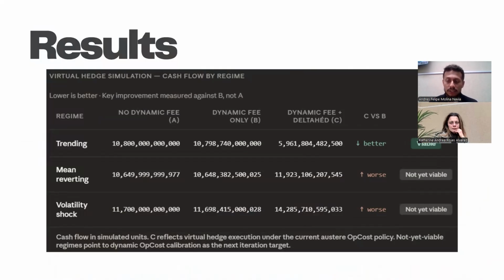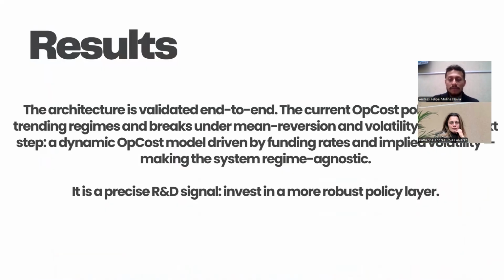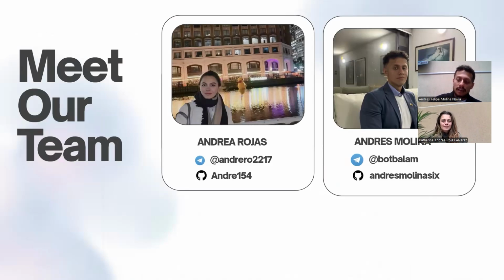In mean-reverting and volatility-stock regimes, the system still behaves correctly from an execution and cadence standpoint, but the hedge does not pay for itself after the estimated cost. So the strategy is not yet robust across non-trending regimes. The simulation indicates that the system already has value. It behaves correctly, integrates, and shows a clear economic upside in trending conditions. The main conclusion is that the approach should not be discarded, but the policy needs to be further researched and developed. I'm Andrea Rojas and this is Andres Molina, and it was a pleasure.